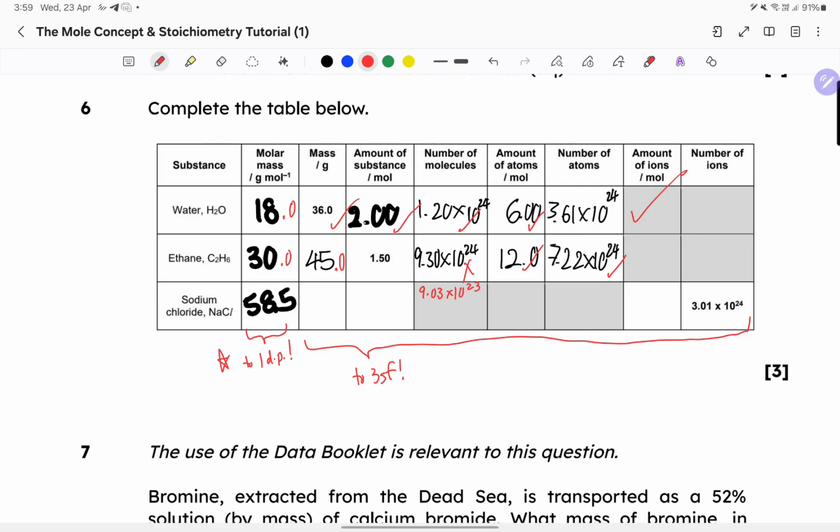to reach this molecules, which is basically also a particle. The next part, you see that you are told to calculate for the amount of atoms. So you realize that 1 mole of ethane contains 8 moles of atoms. So if you have 1.5 mole of ethane, you will have 1.5 times 8, it will have given you 12 moles of atoms. And when you want to calculate for the number of atoms, you have to multiply by the Avogadro's number. So actually the second row is just probably calculation error on your part.